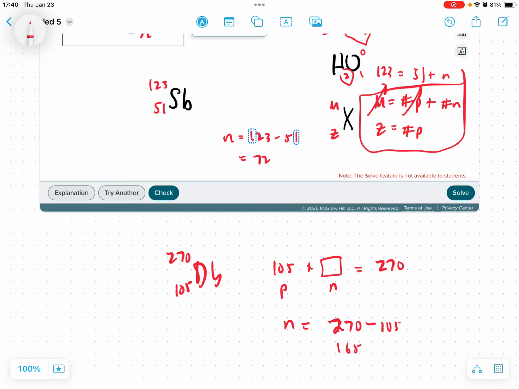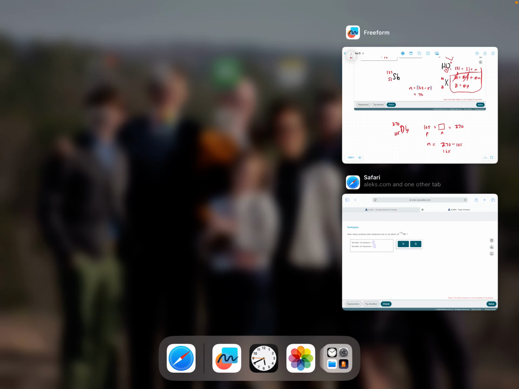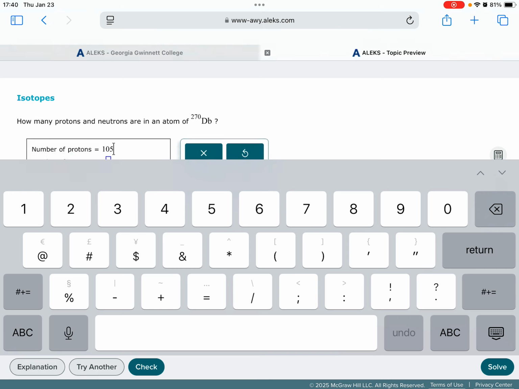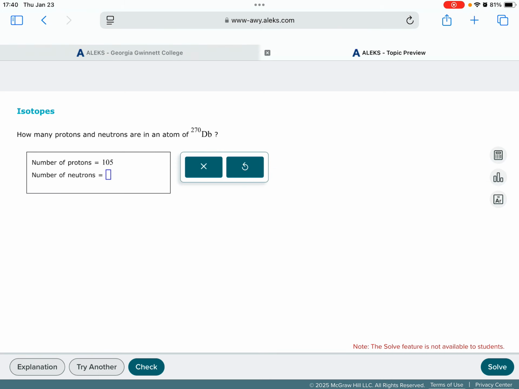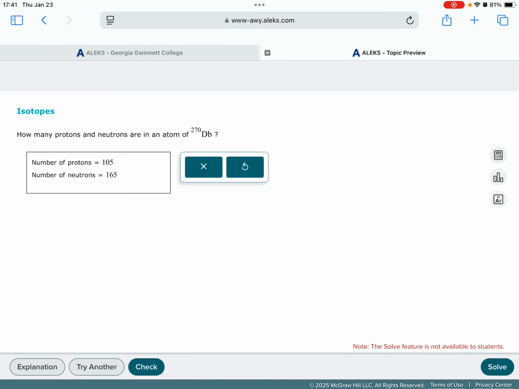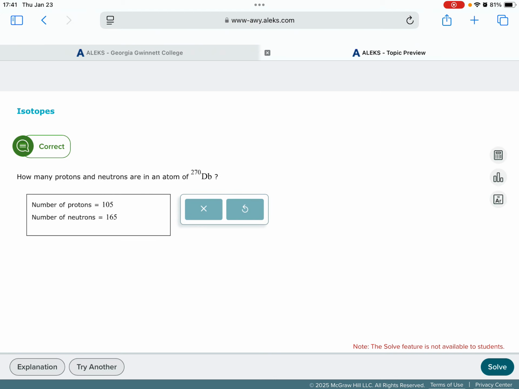Okay? And I don't think I'm going to explain anything else after that at this point. Let's see. The number of protons is 105. And the number of neutrons, a little clunky here, nope, not 265, 165. Let's just make sure those add up to 270, and they do. And since they add up to 270, we're good.